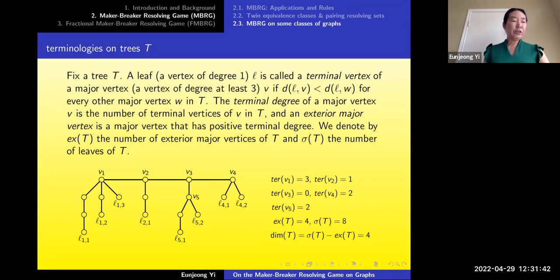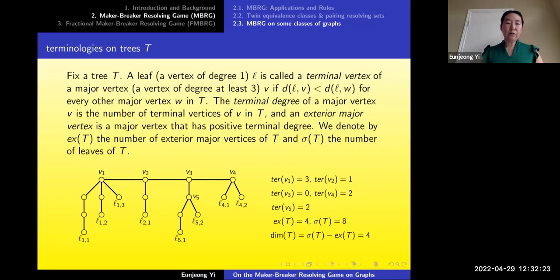So, terminologies on trees. This is needed for us to mention the characterization of the outcome of MBRG for trees. For a fixed tree T, a leaf or end vertex is a vertex of degree 1. A major vertex is a vertex of degree at least 3. A leaf L is called a terminal vertex of a major vertex V if the distance between L and V is strictly less than the distance between L and W for every other major vertex W.